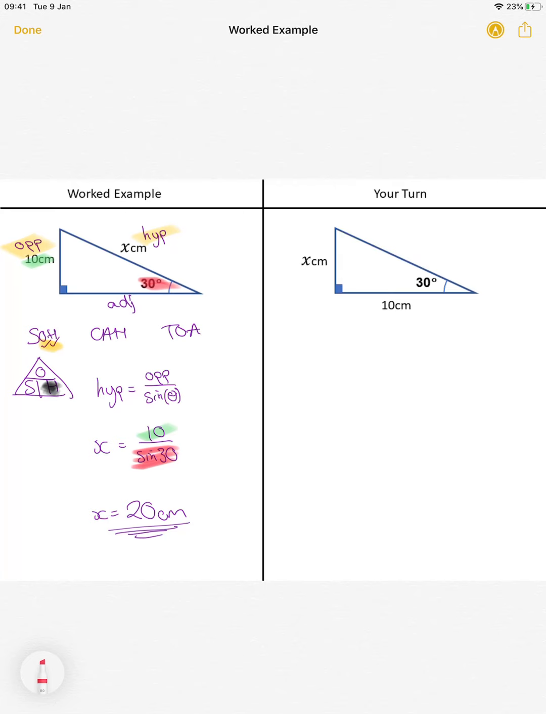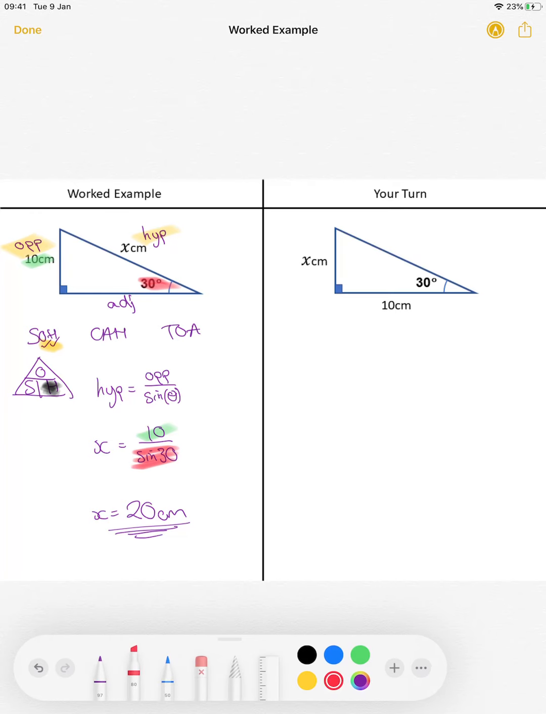Right, get down that example in your books. Have a go at the one on the right. Pause the video and then I'll go through it.